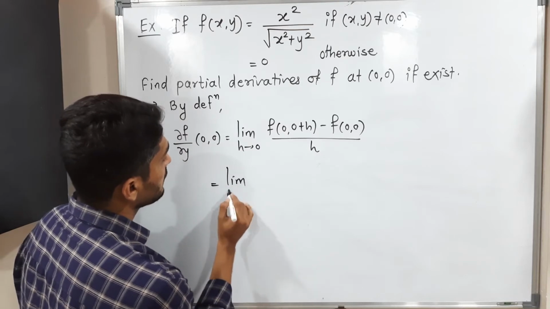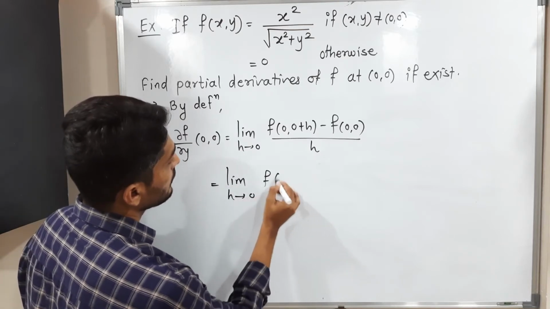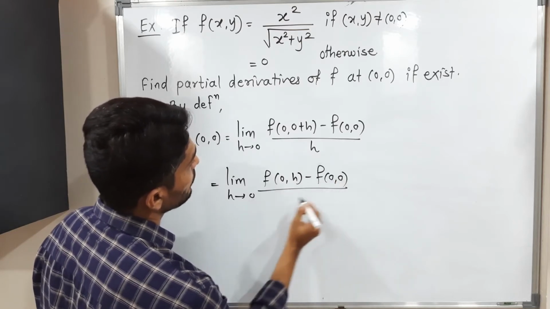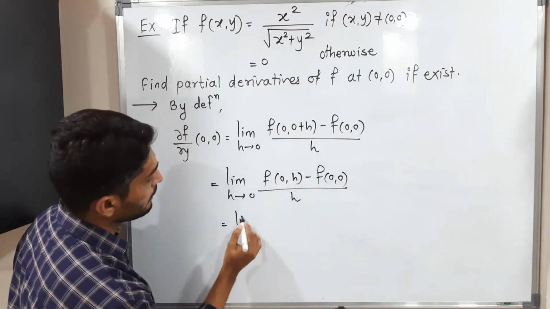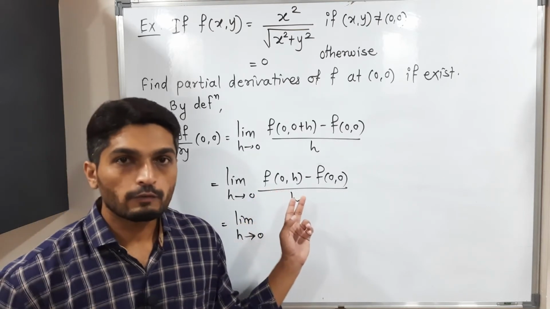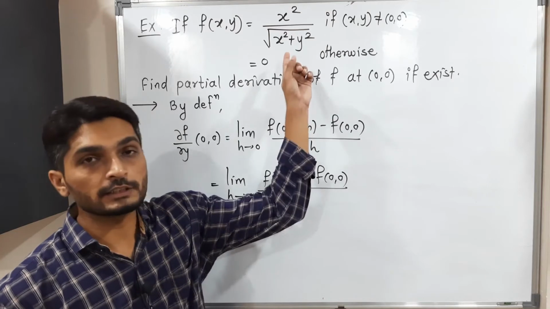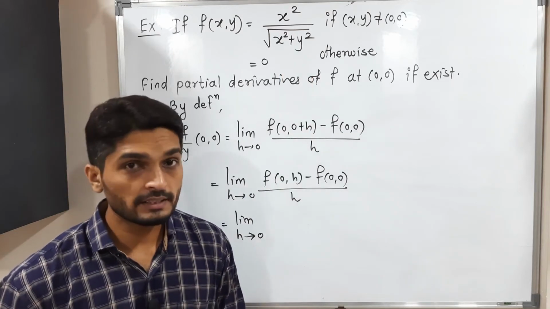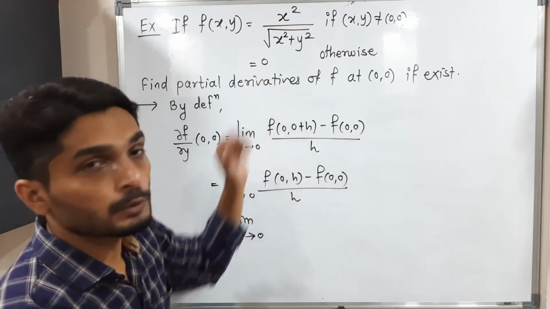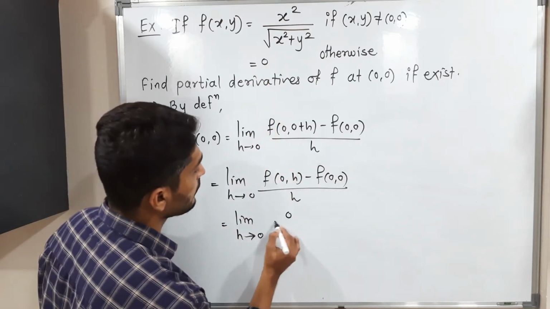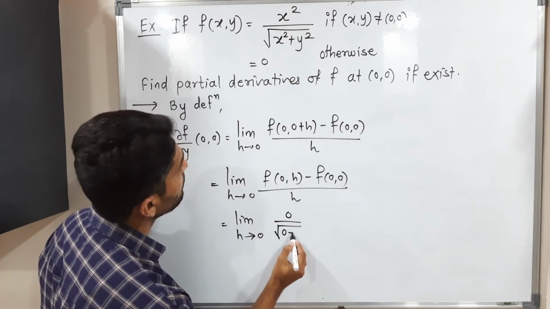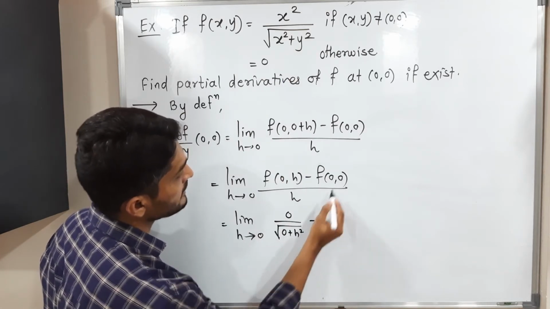Limit h tends to 0, f of 0 comma h minus f of 0 comma 0 upon h. So let us find its value. f of 0 comma h. We have to use this definition to find its value. But here x is 0 and y is h. Let us put their values. So 0 square, since x is 0, so 0 square 0 upon 0 plus h square, minus f of 0 comma 0.